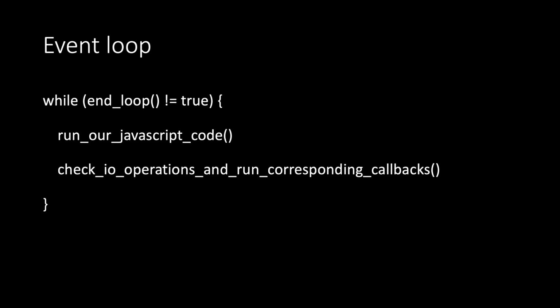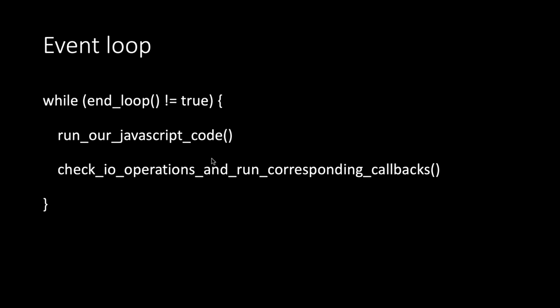To support this scheme, Node.js uses a mechanism called the event loop. Basically, it's a real loop. This is an extremely simplified example of the event loop. So, while the loop is valid, Node.js runs our JavaScript code. Then, once the part of our JavaScript code that is running in the current iteration of the loop returns, Node.js moves on to checking if there are some input-output operations pending.